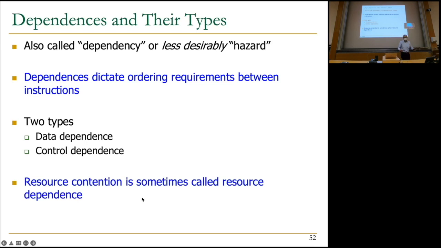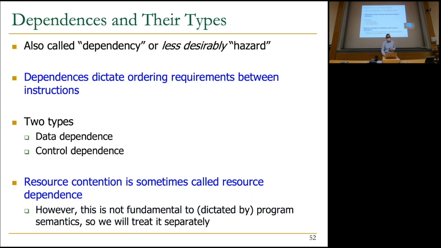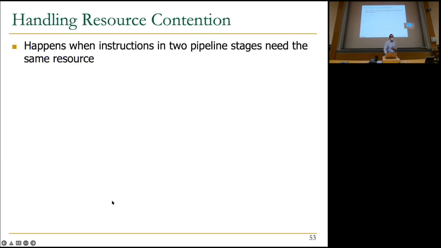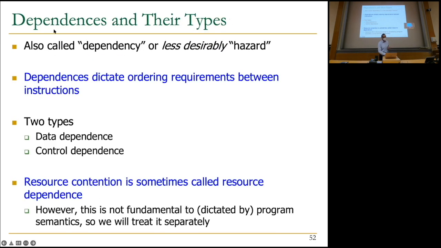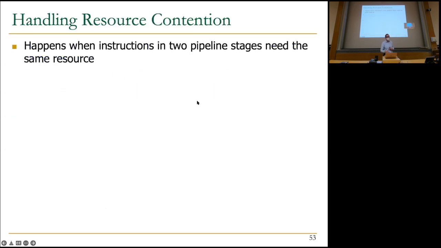In this case, it's okay, I think, because you're really depending on the same resource to execute an instruction, but it's not a semantic dependence, basically. It's more of a hardware dependence. It's not fundamental to the program semantics, so we will treat resource contention separately. But let's get it out of the way first. We're going to talk a lot about the semantic program dependencies. Let's get the resource contention out of the way so that it's clear.